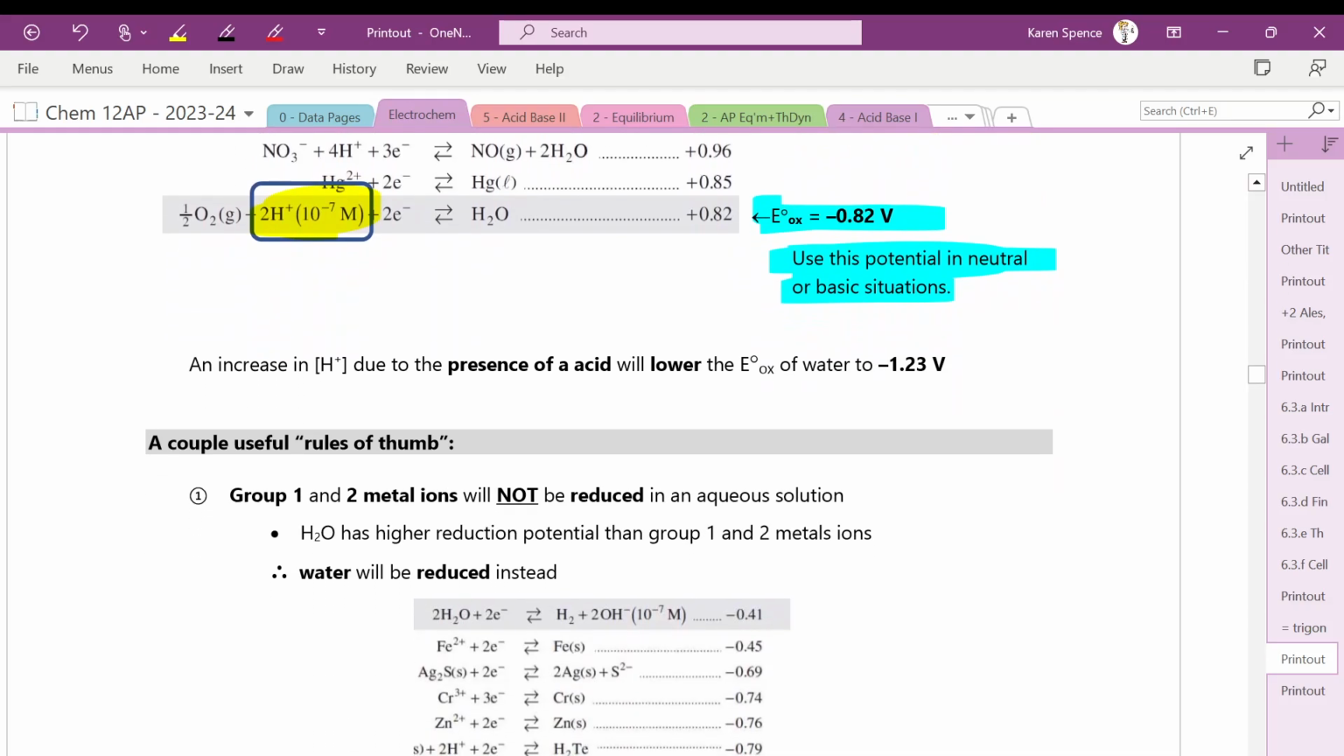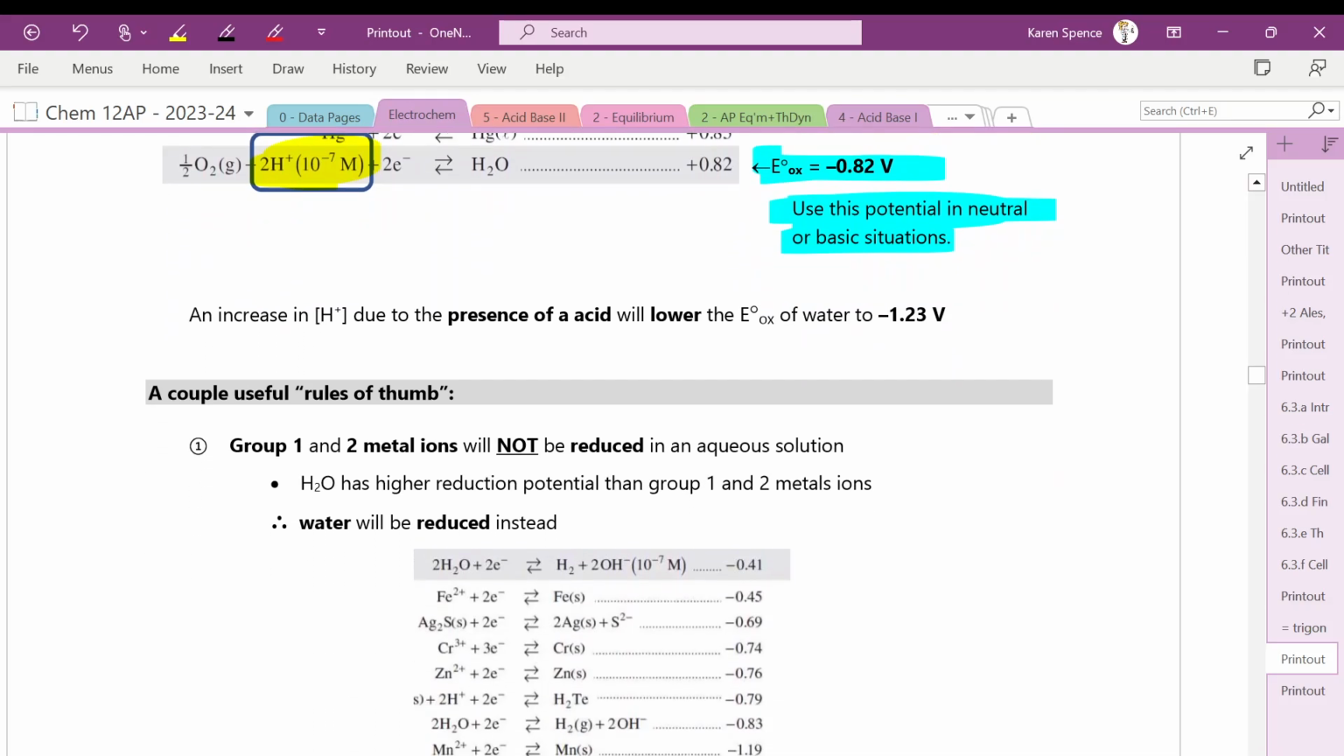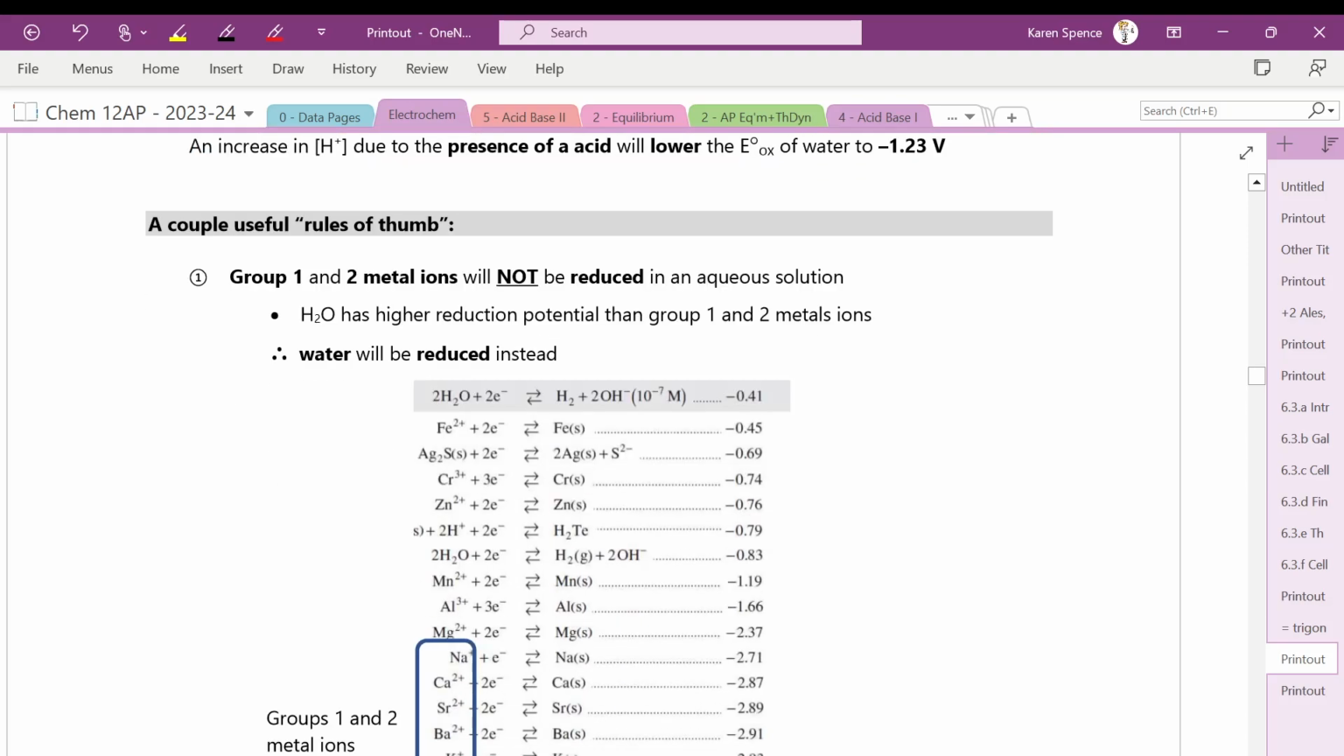A couple rules of thumb. You don't need to know these, but if you find them helpful, you can use them. Group 1 and 2 metals, metal ions, cannot be reduced in aqueous solution.